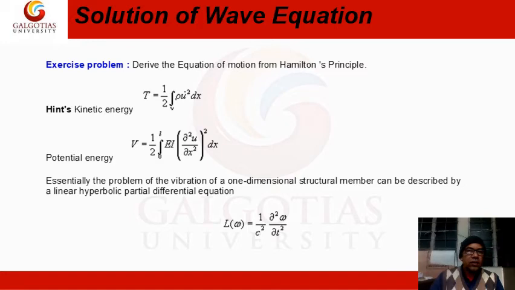So these are the equations, these are the exercise problems. They derive the equation of motion using the Hamiltonian principle. Here T will be the kinetic energy. The kinetic energy will be half m v squared.